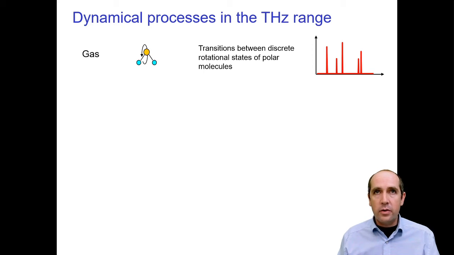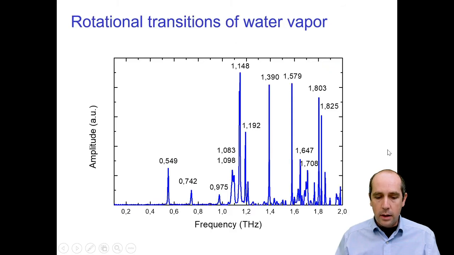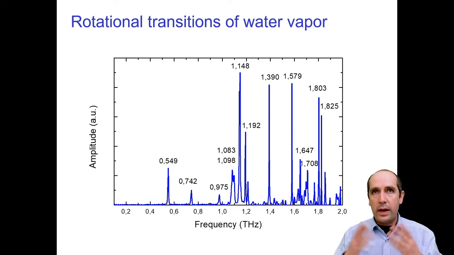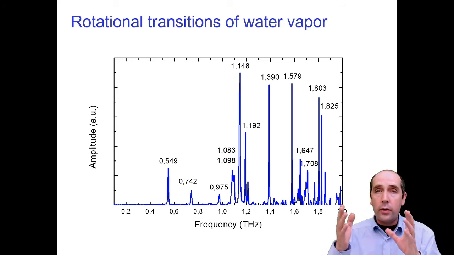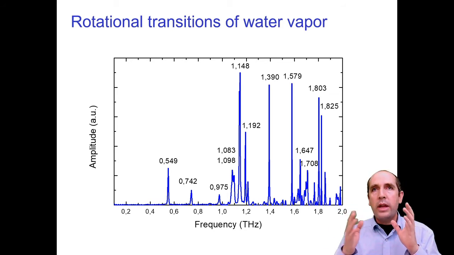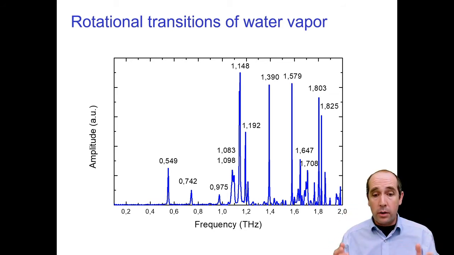So when one considers properly the entire problem, one finds that, for example, rotational spectra could be very, very complicated. This is actually an absorption spectrum of water vapor in the atmosphere. And as you can see, there's lots and lots of different absorption peaks. Each one of these absorption peaks is related to the transition from one to another rotational state of the water molecule.